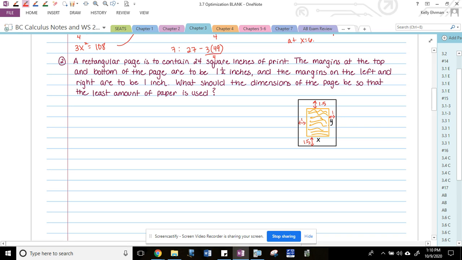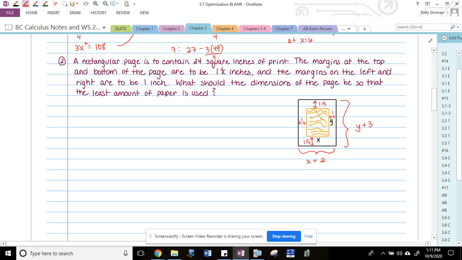This Y and the X, those are the dimensions of the actual print here. And the reason they gave you the margins is so that you can come up with dimensions for the outer piece of paper, the size of the paper. So the vertical length of the paper is the print size Y plus 1.5 inches on top plus another 1.5 inches on the bottom, so Y plus 3. And then the width of the paper is the print size X, however far that goes, plus 1 inch on either side, so plus 2.